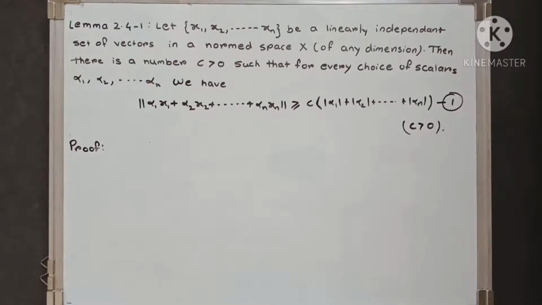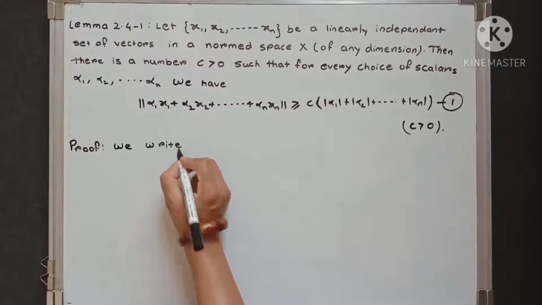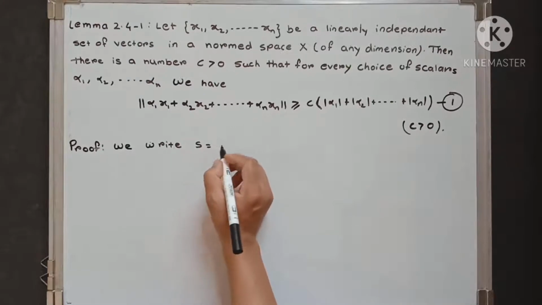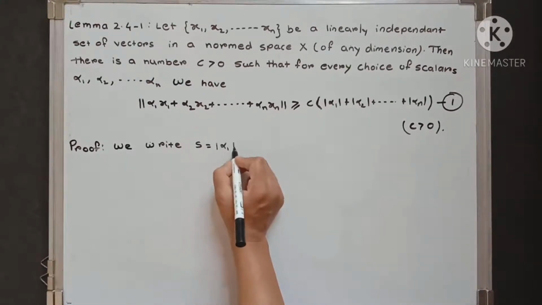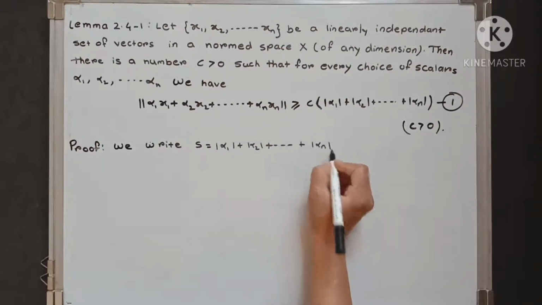Then we have to show that there is a number c greater than 0 such that for every choice of scalars alpha 1, alpha 2 up to alpha n, we have the inequality: norm of alpha 1 x1 plus alpha 2 x2 up to alpha n xn is greater than or equal to c times... we write s equals mod of alpha 1 plus mod of alpha 2 up to mod of alpha n.